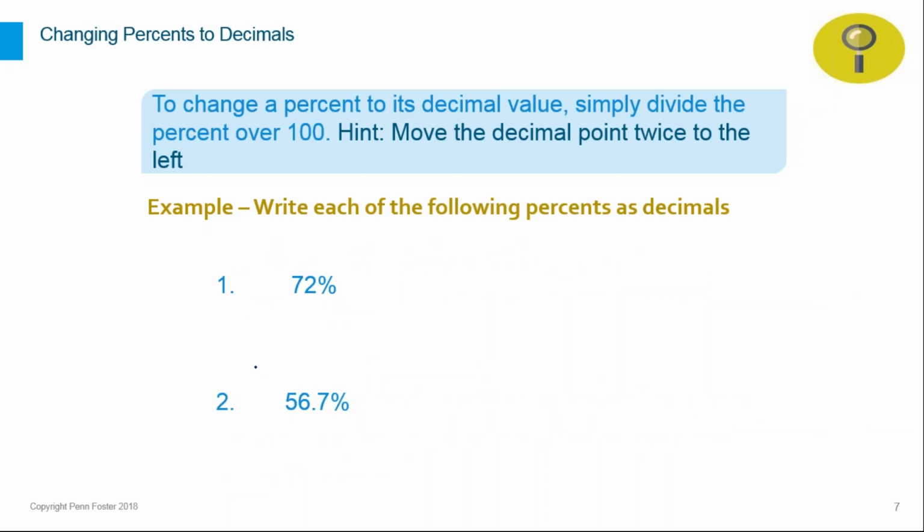Now, let's do what the lesson asks us to do. We need to do some calculations to change the forms of percents. The two forms that we need to learn how to change the percent to and from are decimals and fractions. So let's start with the really simple problems. The question here says, write each of the following percents as decimals. I need to change 72% to a decimal.